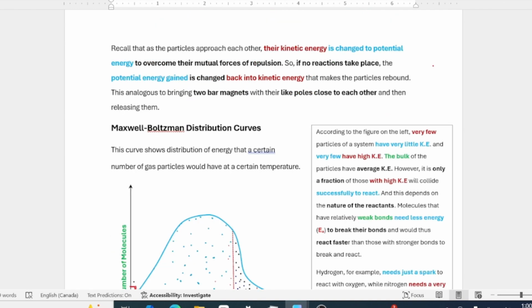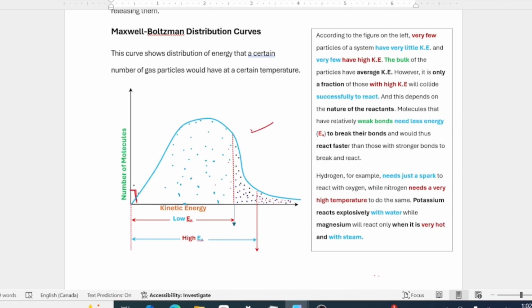Recall that as molecules approach each other with some amount of kinetic energy, it is changed into potential energy. So if a reaction is unsuccessful, the molecules will use the potential energy that they gain to push each other away. This is analogous to bringing two bar magnets with their like poles close to each other and then releasing them. This curve here shows the distribution of energy that a certain number of gas particles will have at a certain temperature, and it is called the Maxwell-Boltzmann distribution curve.